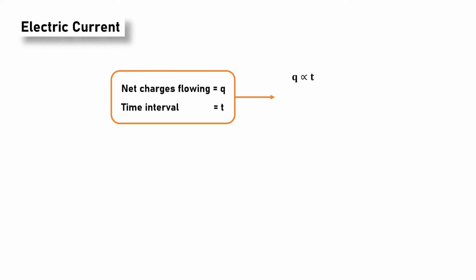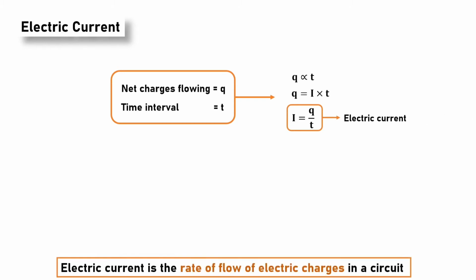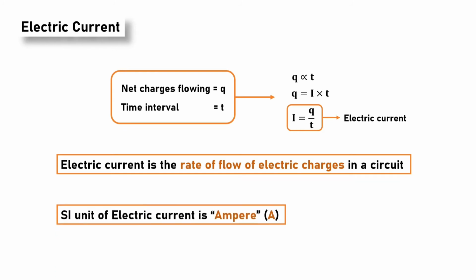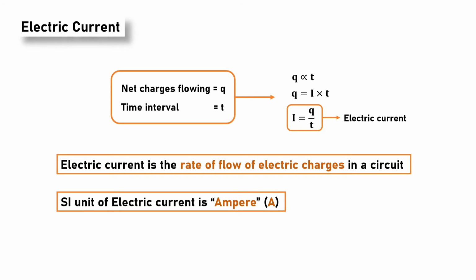Now if we remove this proportionality, we need to multiply a proportionality constant so that we can write Q equals I into T. By rearranging this equation, we get I equals Q by T, where I is called electric current. By this we can say that electric current is the rate of flow of electric charges in a circuit. The SI unit of electric current is ampere, which is denoted by capital A.